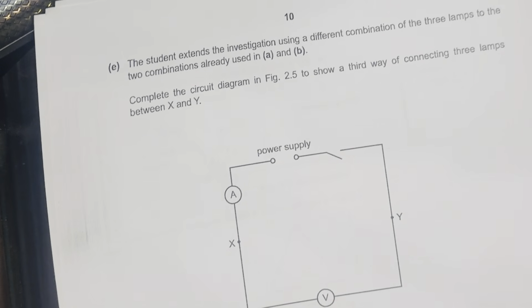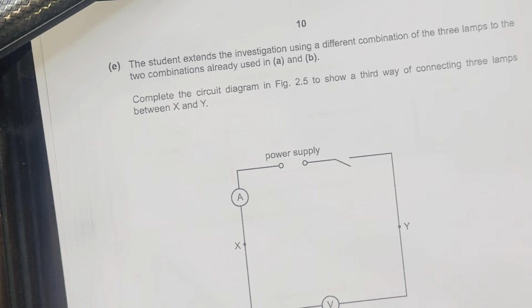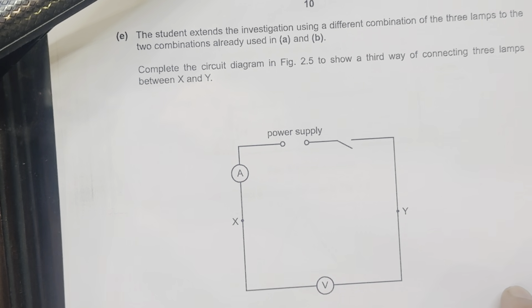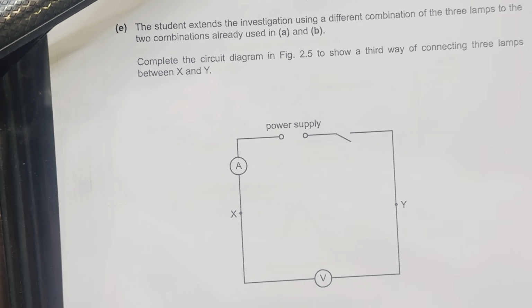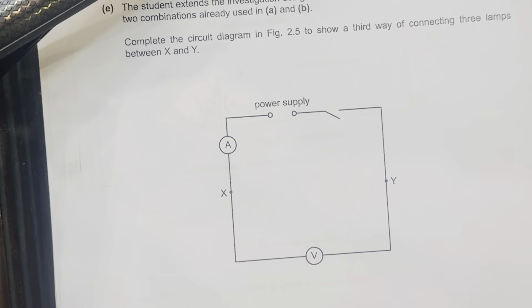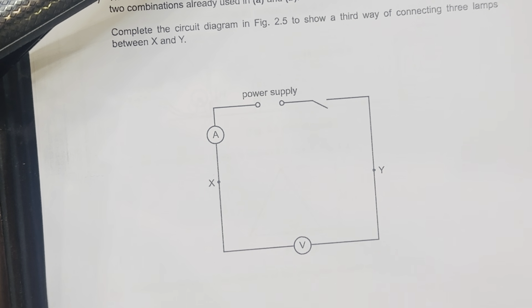Now we will move to part E of the question. Part E: the student extends the investigation using a different combination of 3 lamps to the 2 combinations already used in part A and part B. Complete the circuit diagram in figure 2.5 to show a third way of connecting 3 lamps between X and Y. So we're going to need to draw 3 lamps between X and Y.